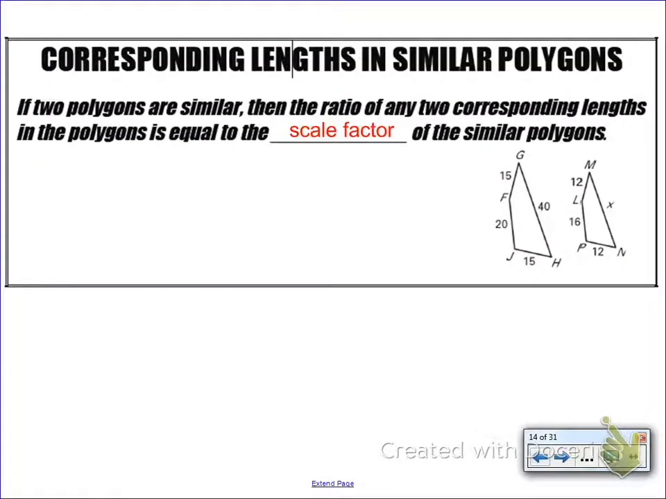Okay, a couple of rules. For corresponding lengths in similar polygons, if 2 polygons are similar, then the ratio of any 2 corresponding sides, corresponding lengths in the polygons, is equal to the scale factor of the similar polygons. So that's just saying that we can use scale factor to determine missing lengths.